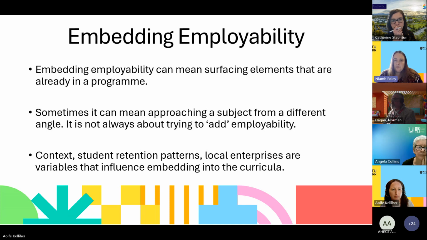And I suppose one important thing that we have to look at when we talk about employability as well is the context, our geographical location, our student retention patterns, and all those variables for local industry, how that influences embedding into the curricula. So again, looking at how we liaise with industry, work-based learning, I suppose looking at projects, collaborations, really, is what we're looking at there. So then I suppose as well, how do we do that on the next slide?